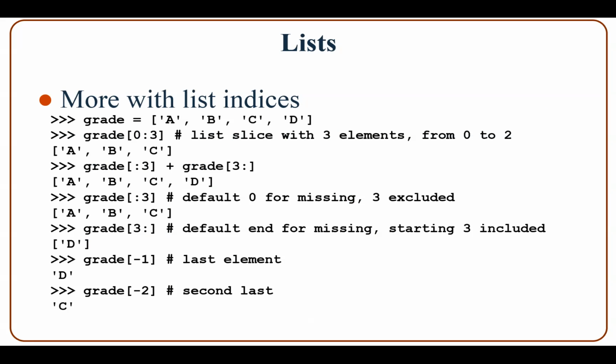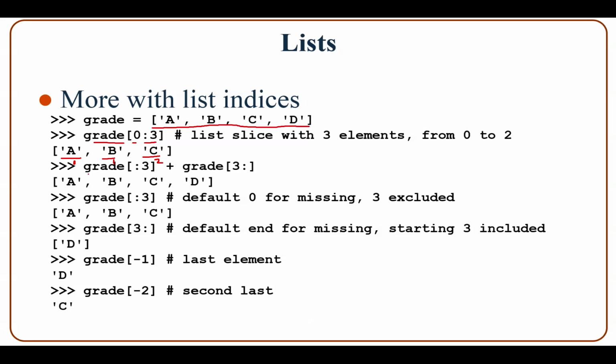Now more with list indexes. Let's say you store a list, and this list contains strings like A, B, C, and D. If you type in grade and 0 to 3, it returns A, B, and C. So it returns the elements at 0, at 1, and 2, just before 3, excluding 3.